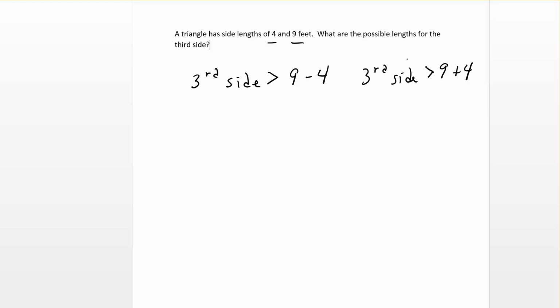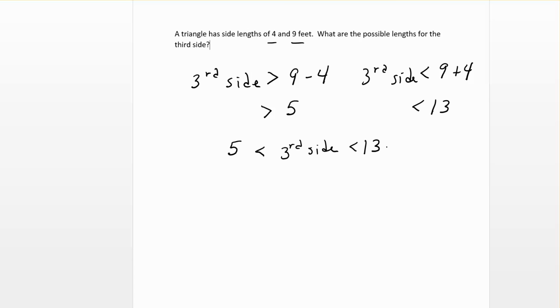And I put that the wrong direction. Let me erase that. The third side has to be less than 9 plus 4. In other words, the third side is going to be between two values. So the third side has to be greater than 5, and it has to be less than 13. So in other words, that third side has to fall somewhere between 5 and 13.